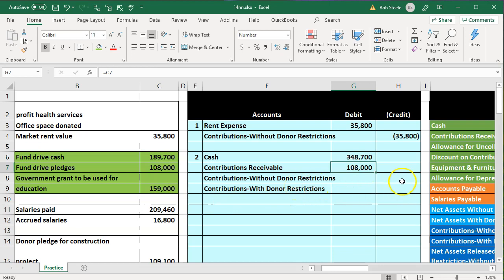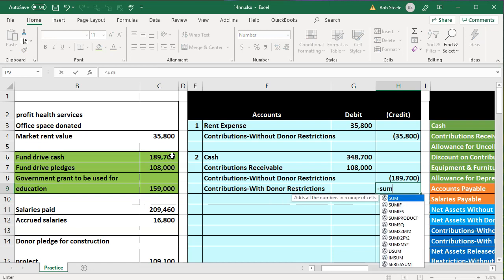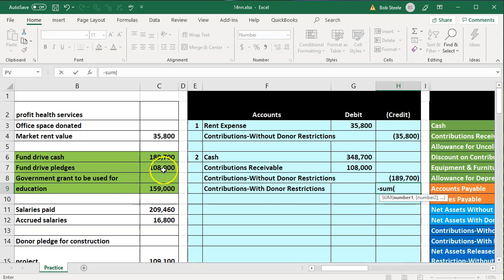The contributions without restrictions is going to be equal to just the amount we got from the drive. And the contributions with donor restrictions is going to be equal to the negative, I'm going to say negative sum, the amount from the pledges as well as the grant. So there we have that.